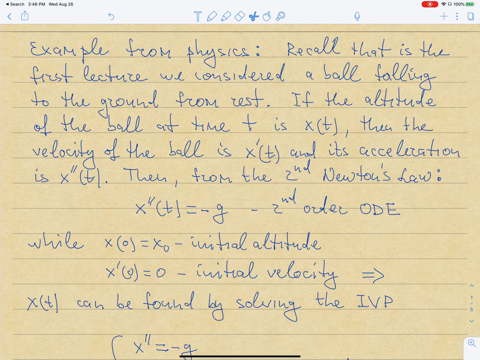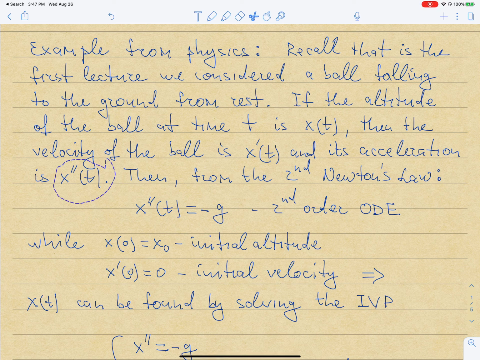Then x is a function of t. Then x prime of t will give the velocity of the ball. So in this case, if the axis x of t was pointing up and the ball is falling to the ground, then x prime must be some sort of a negative number at all values of t. And then x double prime of t is going to be acceleration.